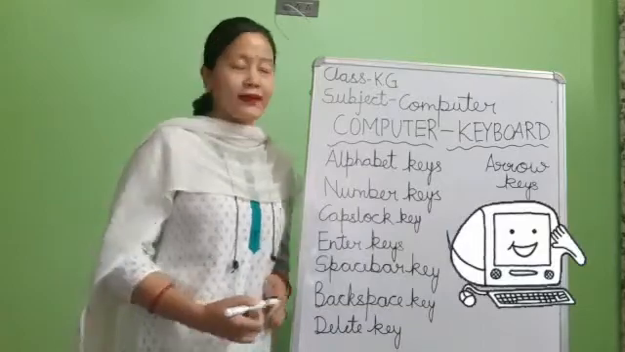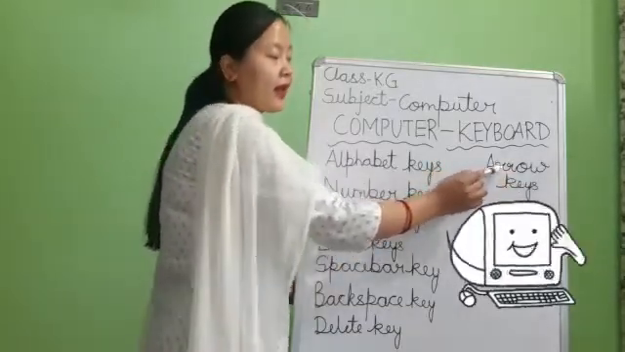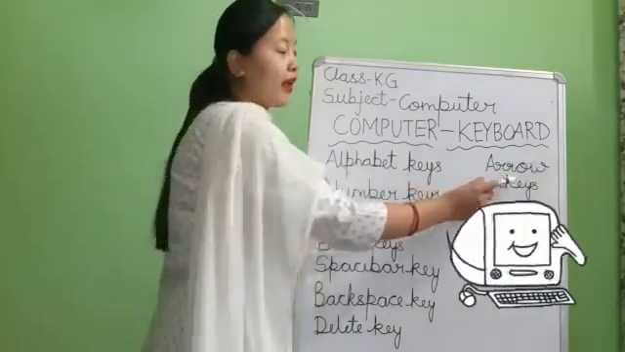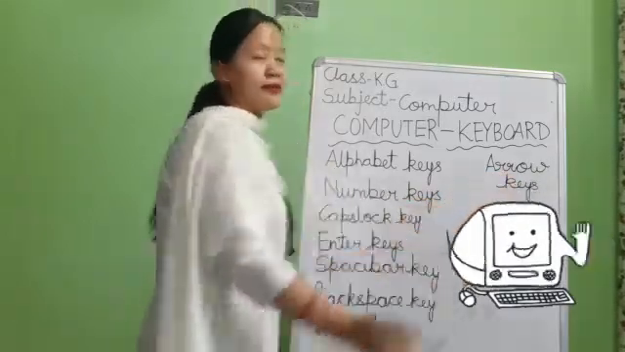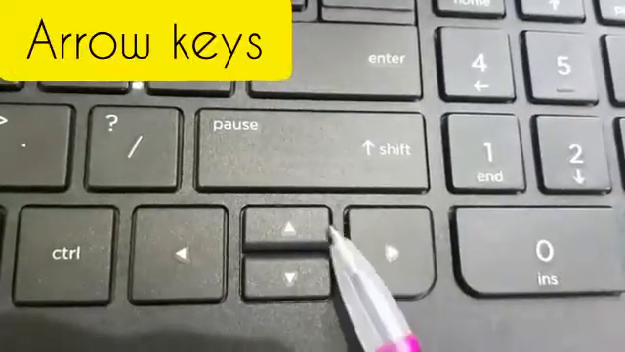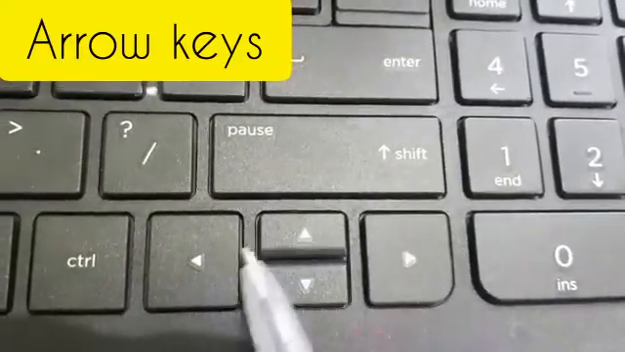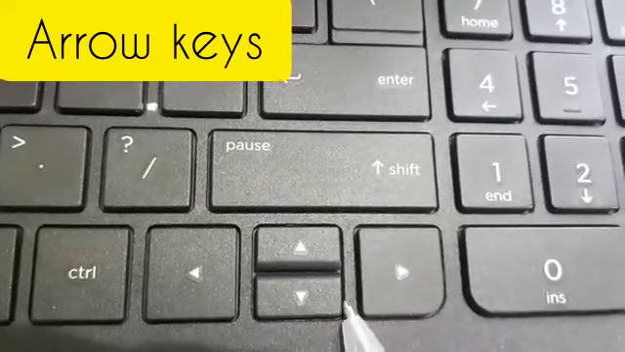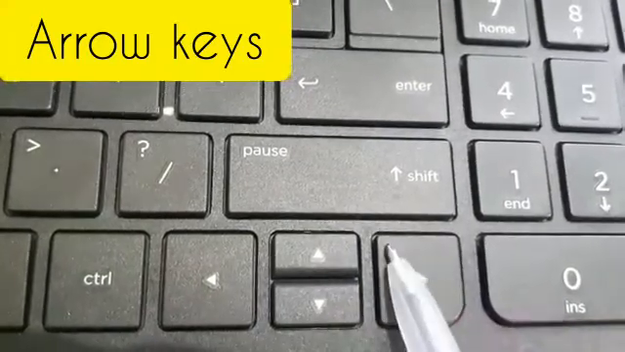Okay children? Now children, next is arrow keys. Spelling of arrow keys: A-R-R-O-W, arrow. K-E-Y-S, keys, arrow keys. Children, these are arrow keys. There are 4 arrow keys on the keyboard. 1, 2, 3, 4. So children, there are 4 arrow keys on the keyboard.